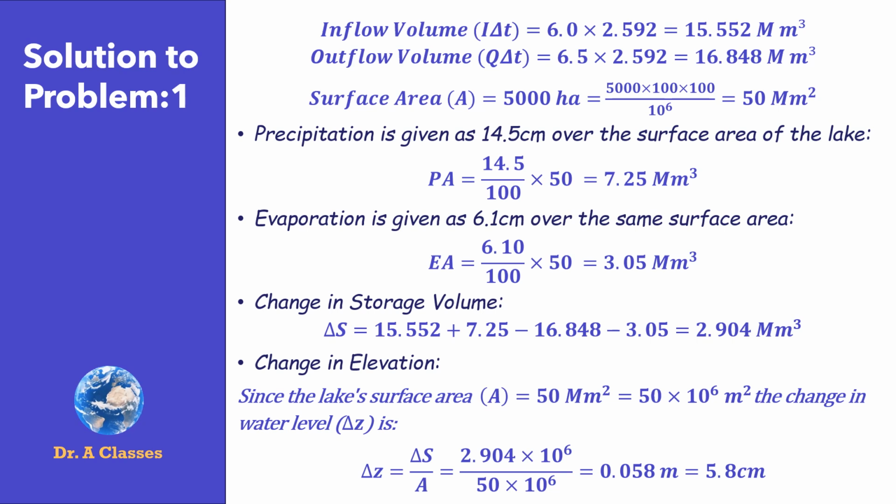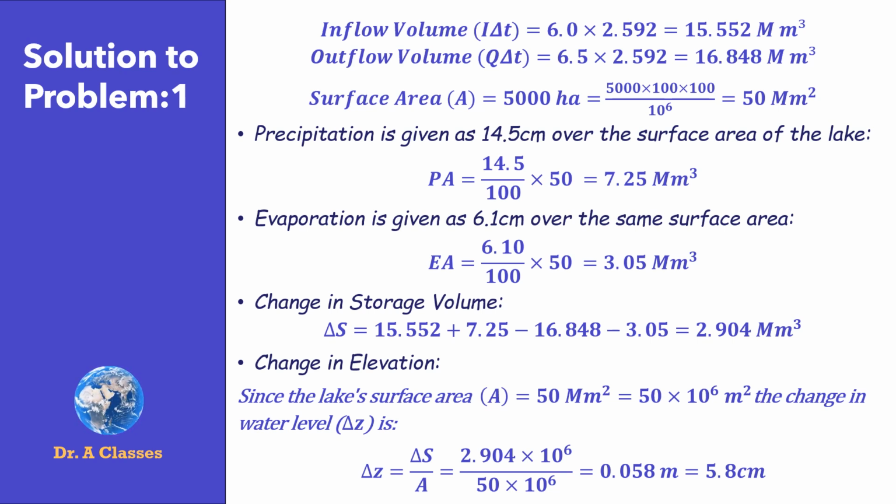The total surface area, that is 5,000 hectares, is converted into million square meters, which is equal to 50 million square meters. Precipitation is given as 14.5 centimeters over the surface area of the lake. So the total precipitation is calculated by multiplying the precipitation with the total surface area, which is equal to 14.5 by 100 meters into 50 million square meters, that is equal to 7.25 million meter cube.